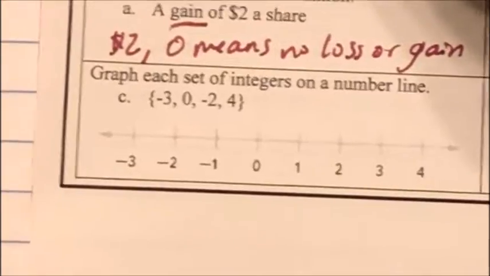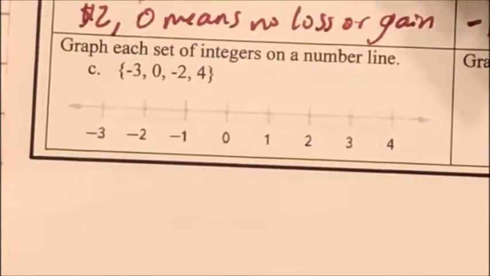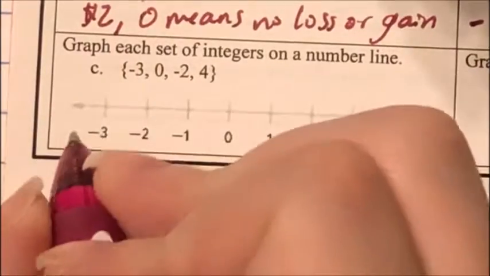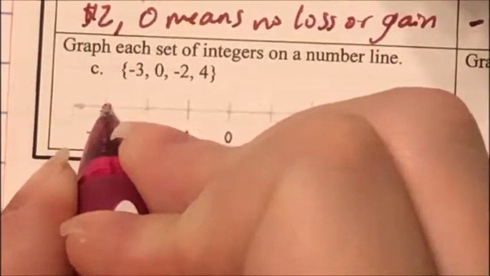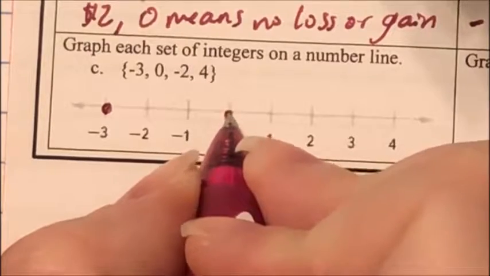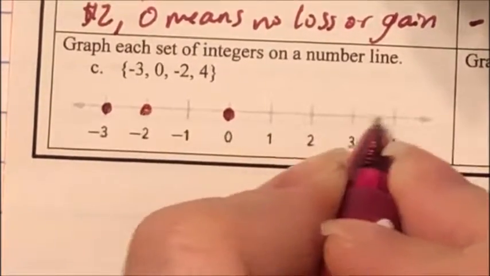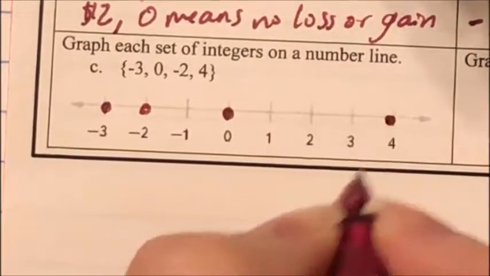Letter C says graph each set of integers on a number line. So I have -3, 0, -2, 4. So -3 is right there. 0 is right there. -2. And then 4. Okay.